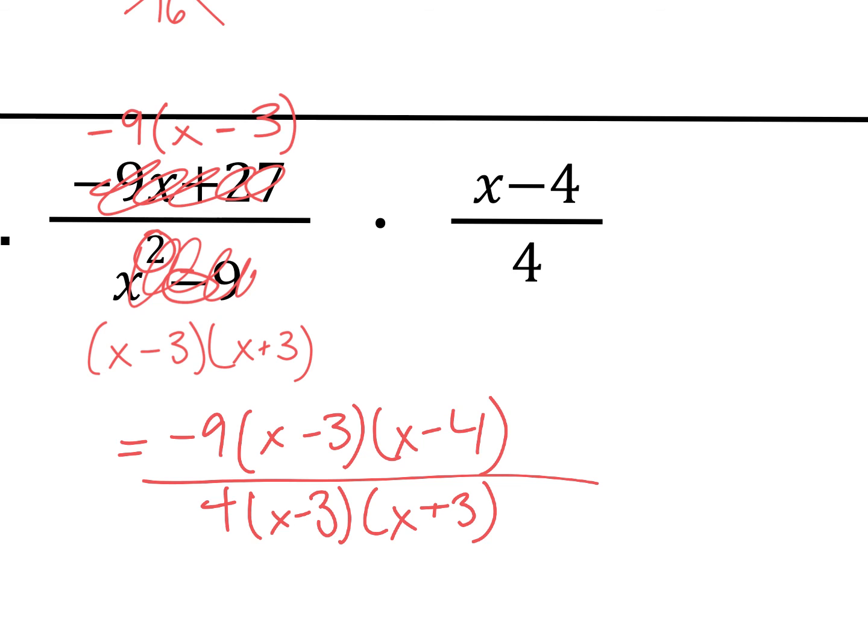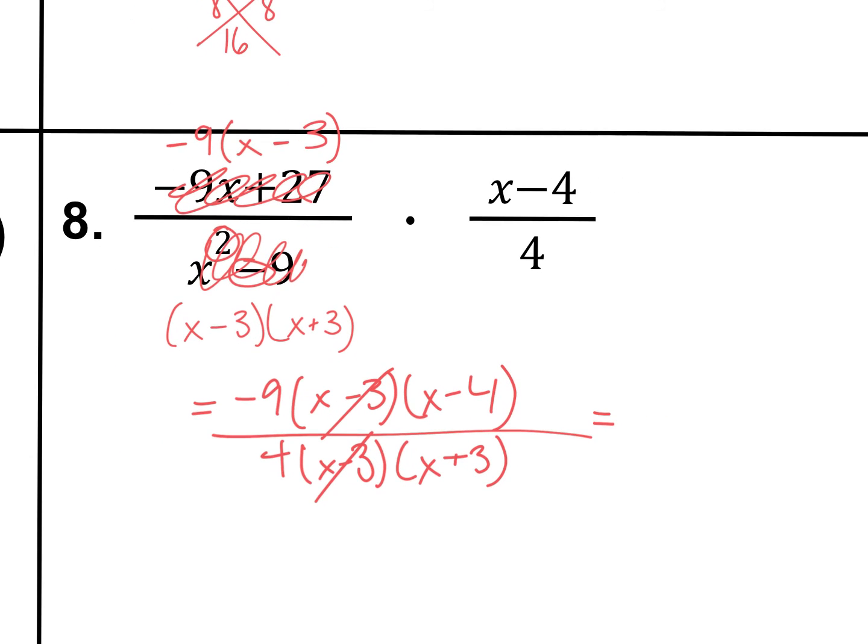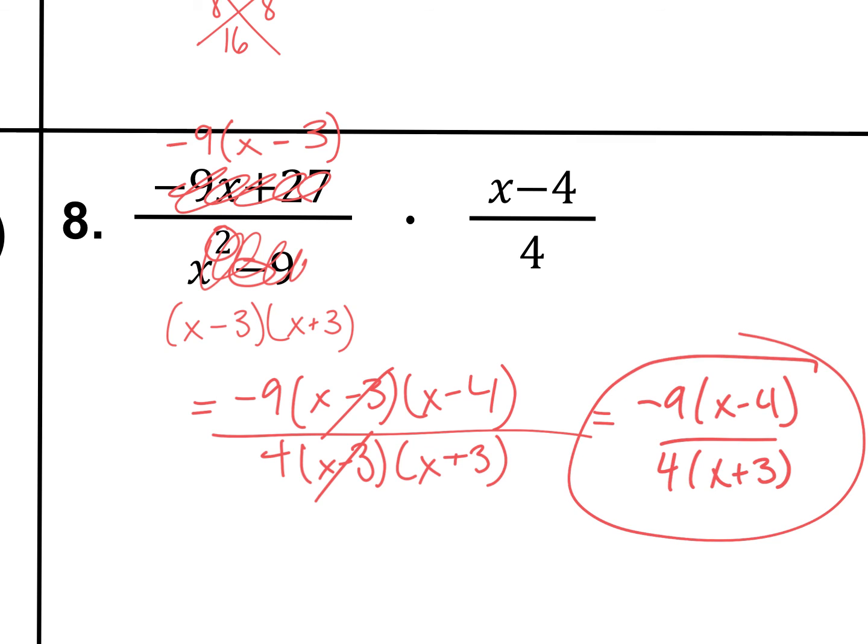Do I have any matching binomial terms? Just the x minus 3's, right? X minus 4 over x plus 3, can those simplify? No, they're not the same. So your answer for this one is that. Okay, it's okay if not everything cancels out. Okay, that's why it's the last question. It's supposed to be kind of like a trick question, but I just told you the trick, okay? If everything doesn't cancel out, that's okay. Sometimes your answers are long, okay?